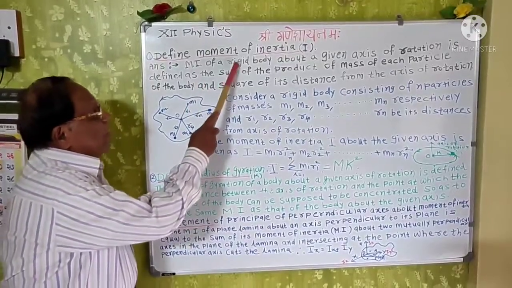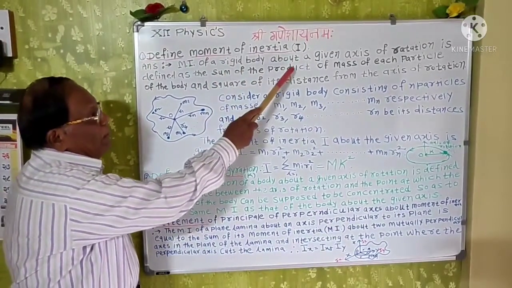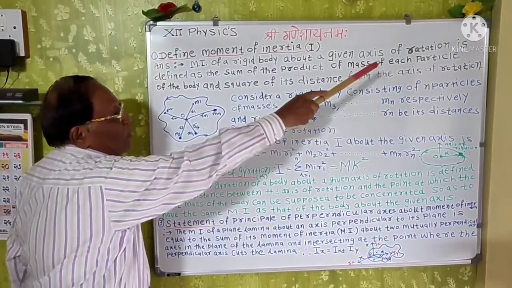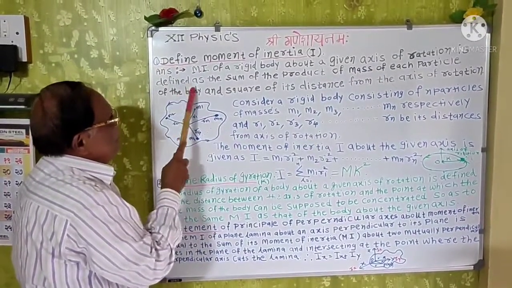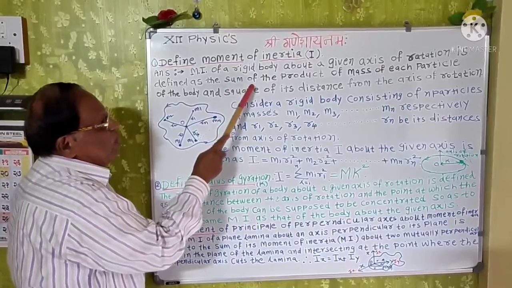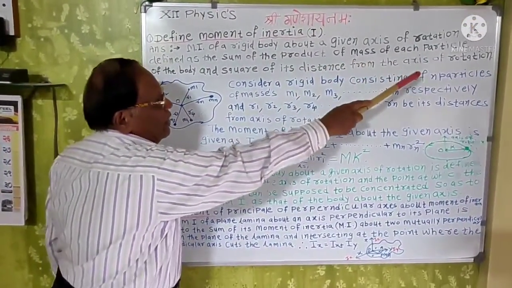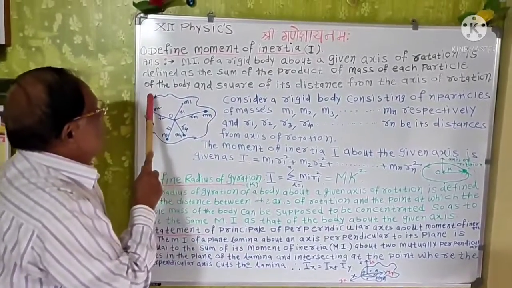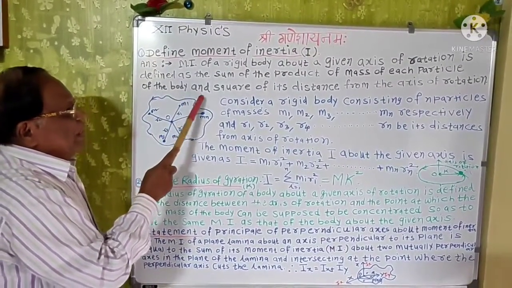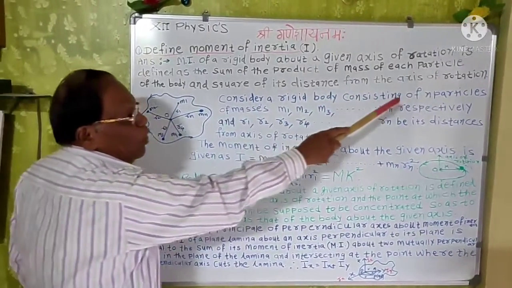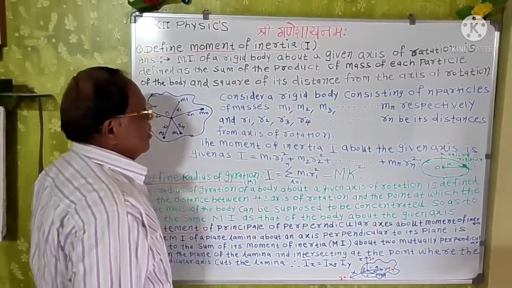Moment of inertia of a rigid body about a given axis of rotation is defined as the sum of the product of mass of each particle of the body and square of its distance from the axis of rotation.